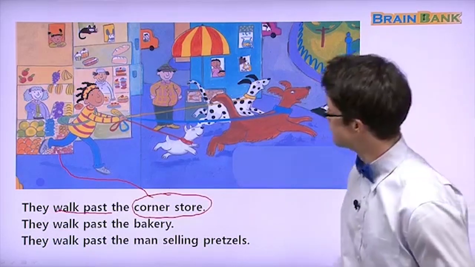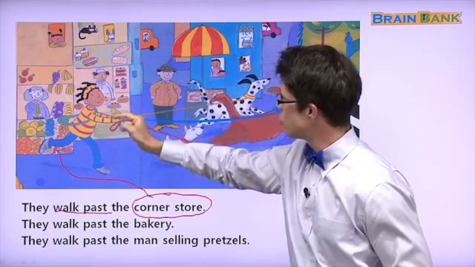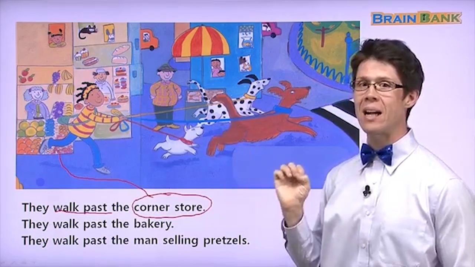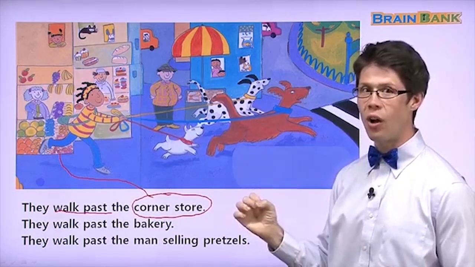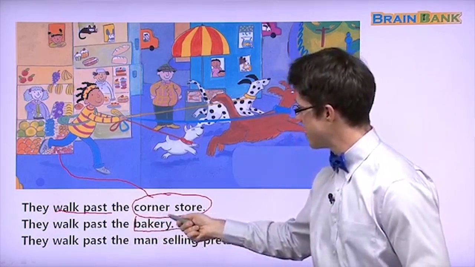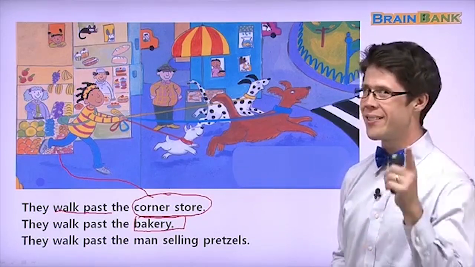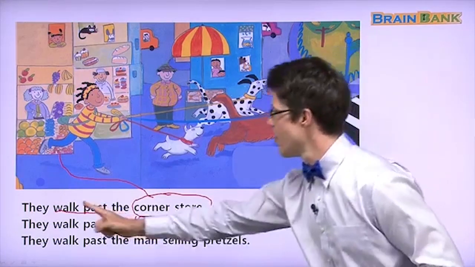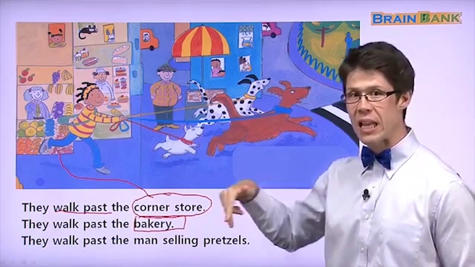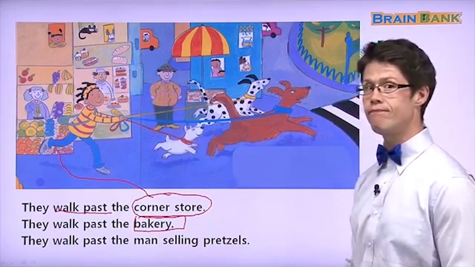그 다음은 여기서 빵, 케이크, 쿠키, 도넛. 여기는 빵집. 빵집. 빵집은 영어에 bakery. Okay, say that with me. Bakery. Very good. They walk past the bakery. 빵집 지나가요. They walk past the bakery.